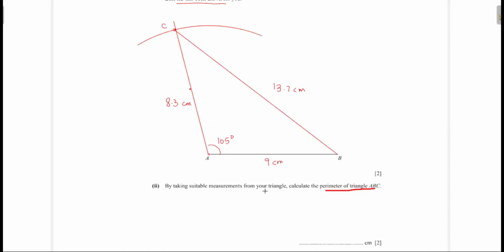Now the perimeter of any shape is the length around the shape. The total length of this shape is AB plus BC plus AC. You see here AB is 9 centimeters, BC is 13.7 centimeters, and AC is 8.3 centimeters. Now this value will be equal to 31 centimeters, and this is the answer.